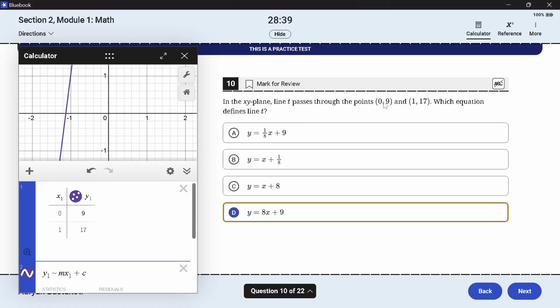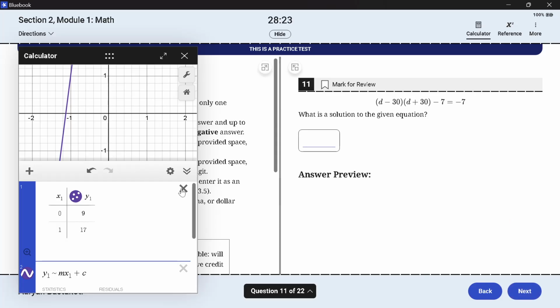Or you could just find the slope: 17 minus 9 upon 1, which is 8, and (0, 9) is the y-intercept. So this would be the right answer. You could easily do it, but I just wanted to do it this way.